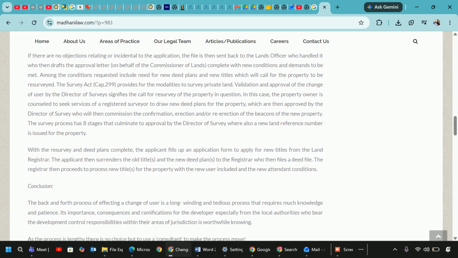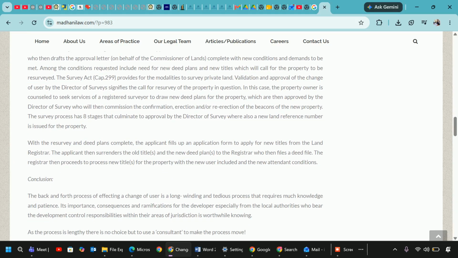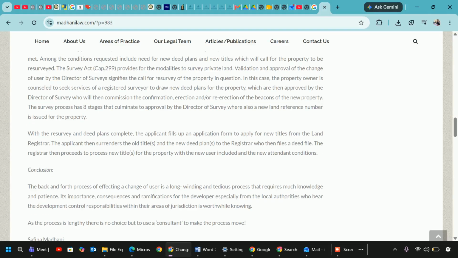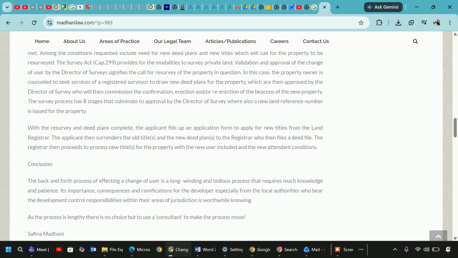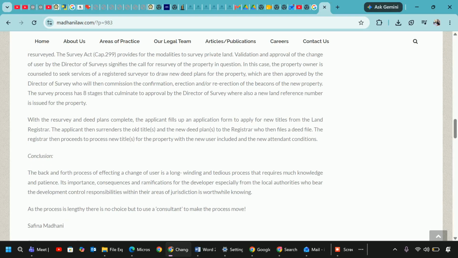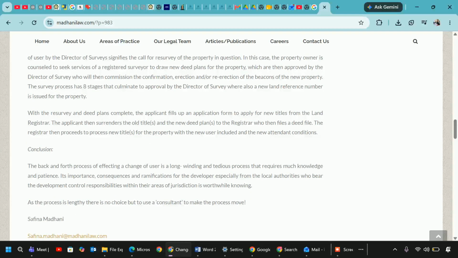With the resurveyed and plans complete, the applicant fills up an application form to apply for new titles from the land registrar. The applicant then surrenders the old titles and the new deed plans to the registrar, who then files a deed file. The registrar then proceeds to process new titles for the party, with the new user included and the new attendant conditions. So the back and forth process of effecting a change of user is a long, winding and tedious process that requires much knowledge and patience.